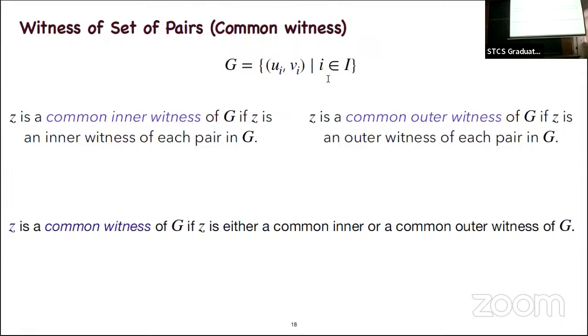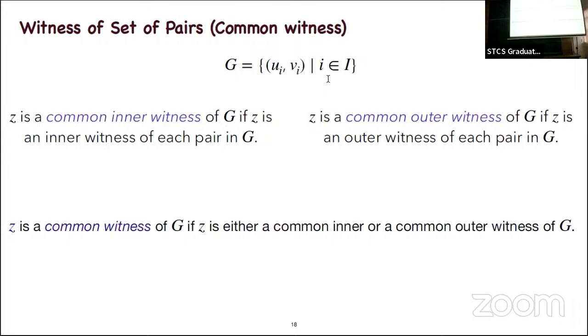Okay, so now we lift it to sets. This is not the case for general sets. When you have only one pair, you have both infinitely many inner witnesses and infinitely many outer witnesses. But when we lift it to sets, you will see that it is going to be different. So, witnesses of a set of pairs.